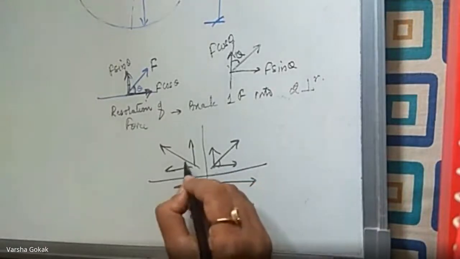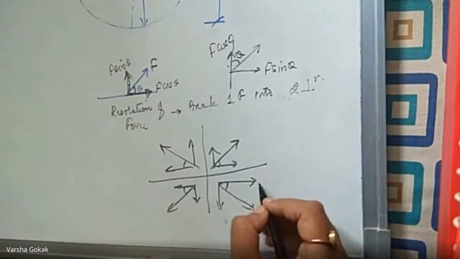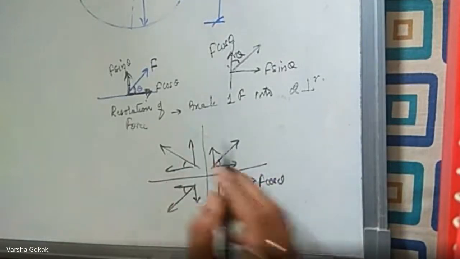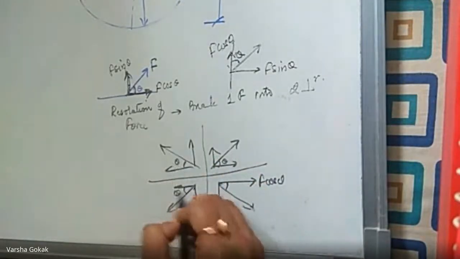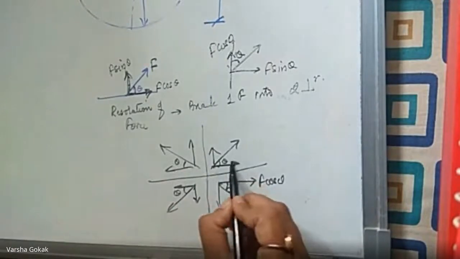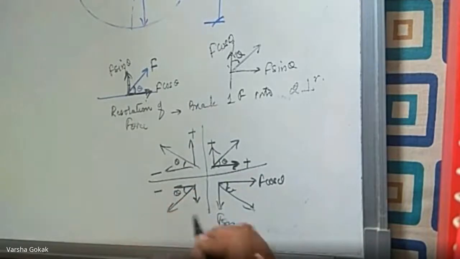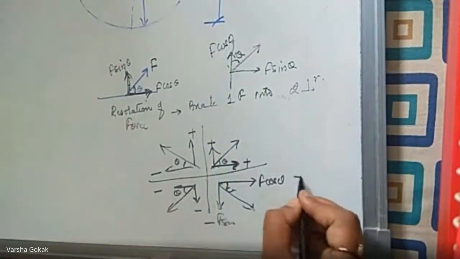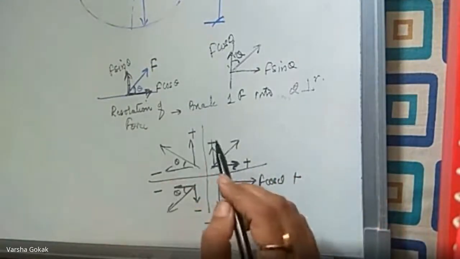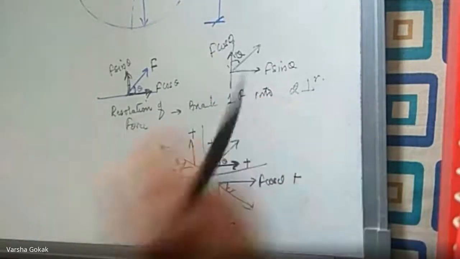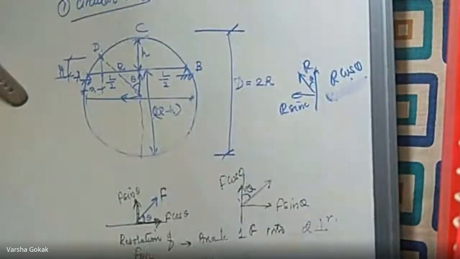So say these are all thetas, all from the x-axis. So this is F cos theta, F sin theta, same. Cos, sin, cos, sin. These are all your thetas. Based on this, you will have a sign convention. This is going to be plus, this is going to be plus, minus, plus, minus, minus, minus, and plus. So based on this, we will be writing the sign convention, and this is called the resolution of a force.